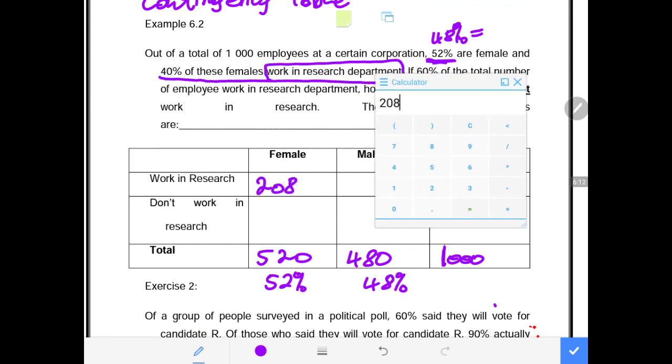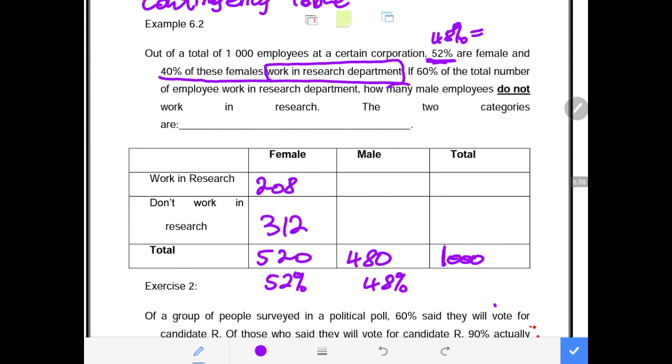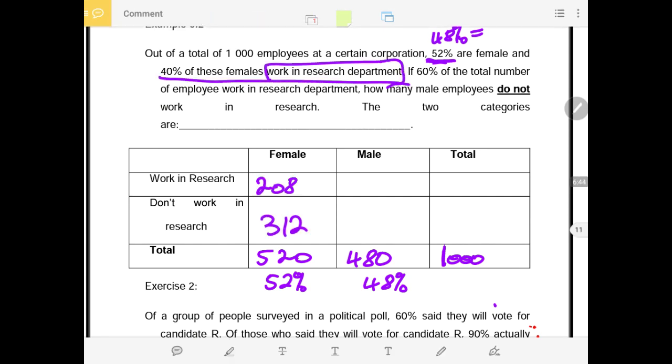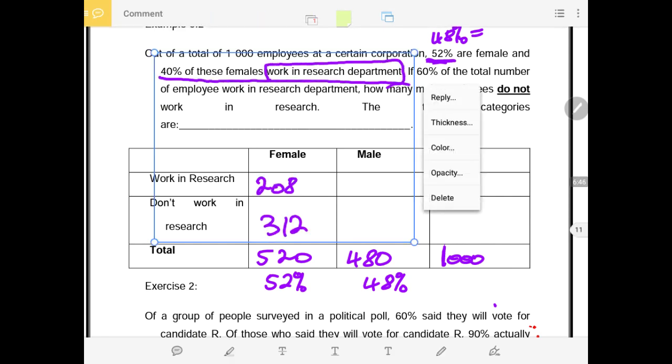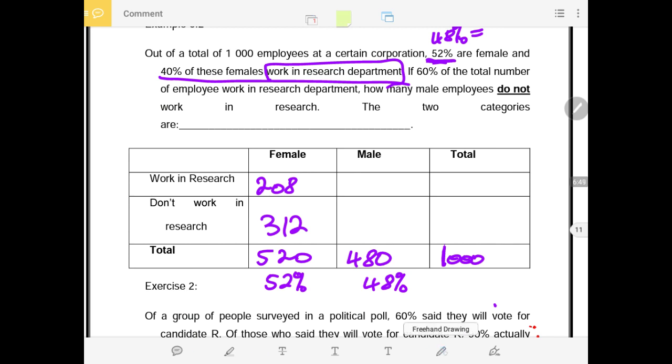Now remember we said that if 40% work in the research department, that means 60%, to make it 100%, do not work in the research department or they work in other departments, and that is 312. Or else we could have said 520 minus 208, that will give you the rest of the number of employees who work in other departments or who do not work in the research department. Now this will be the next info that has been provided to us. Now let us read further and we'll see what next is given to us.